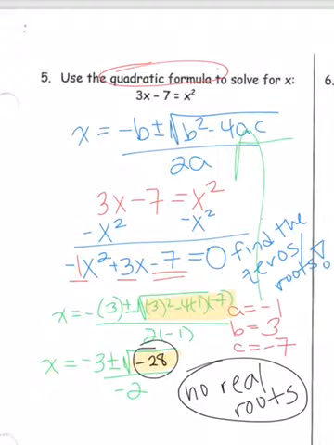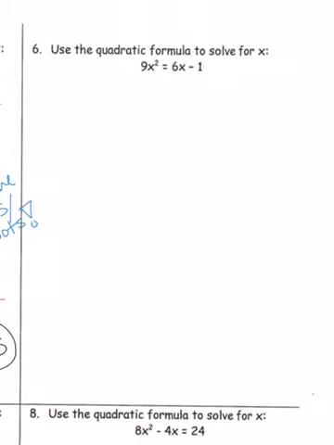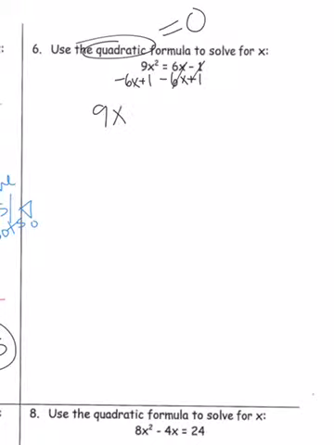Alright, so let's take a look at something that actually is going to have roots. Let's take a look at question number 6. So, we first have to get this into standard form to solve a quadratic. Solving a quadratic, set it equal to 0. So let's do that first. I'm going to subtract 6x, and I'm going to add 1 on both sides. Cancel out. I'm left with 9x squared minus 6x plus 1 equals 0.